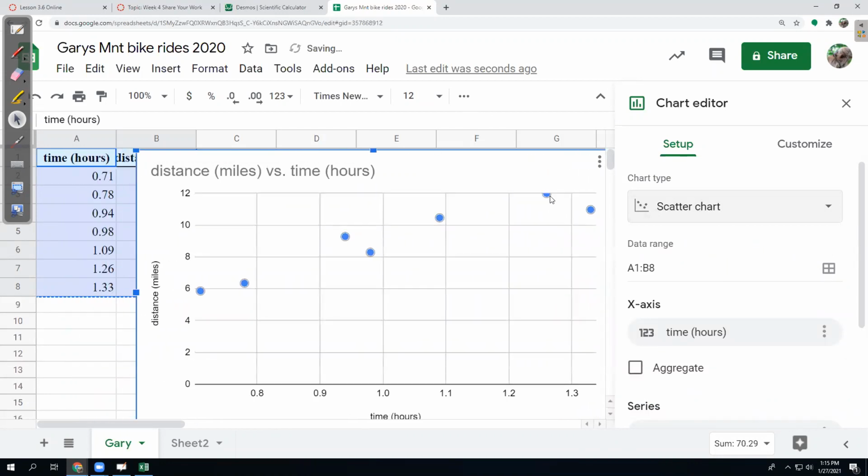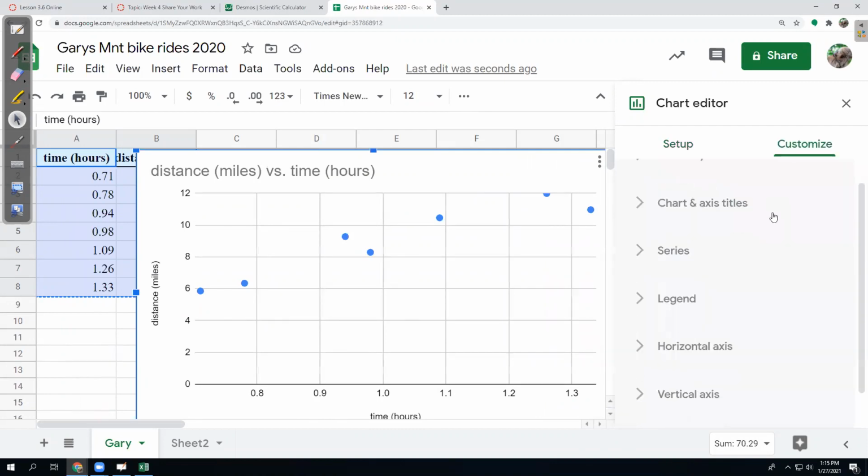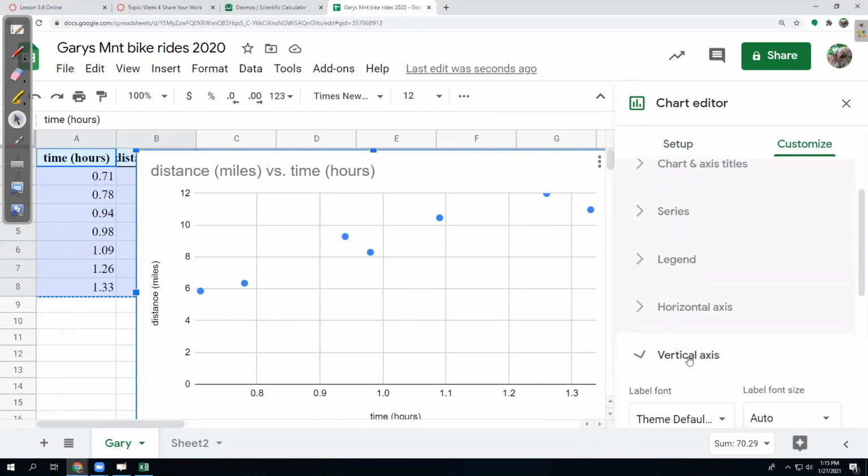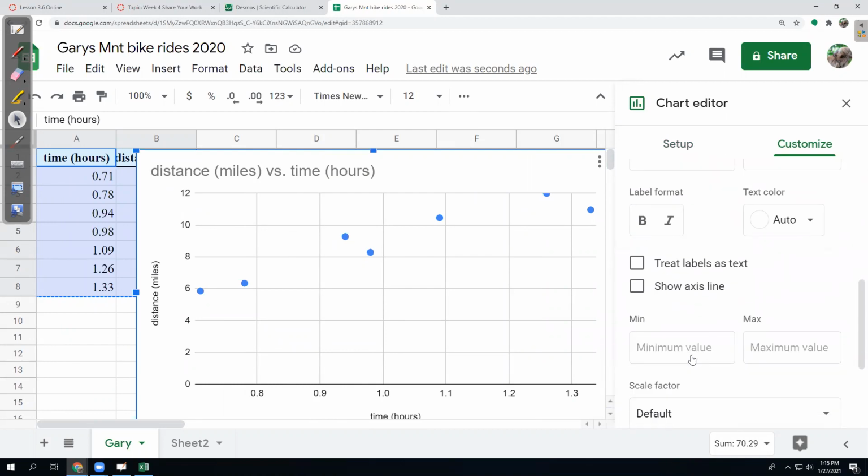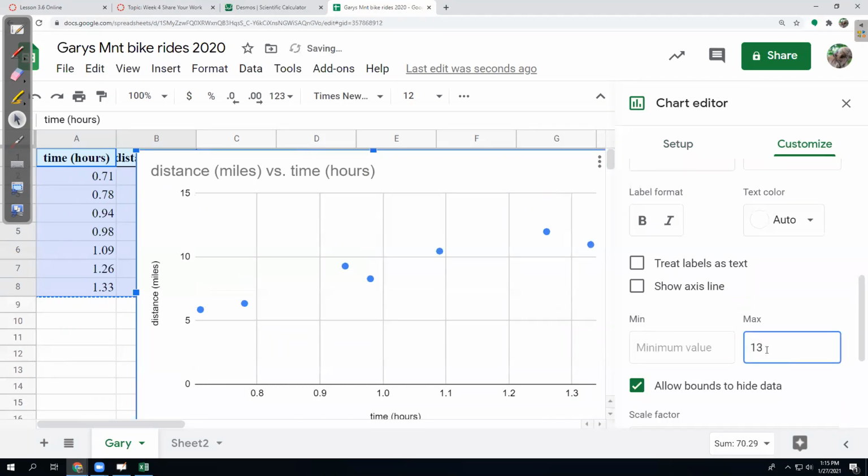That top point's kind of getting chopped off. That's freaking me out. So to fix that, I did this the other day, I have to go over to customize, and I want to adjust the vertical axis. So I want it to go a little higher. It's cutting off at 12, so maybe I'll go up to 13, see if that looks better. That looks a little better.